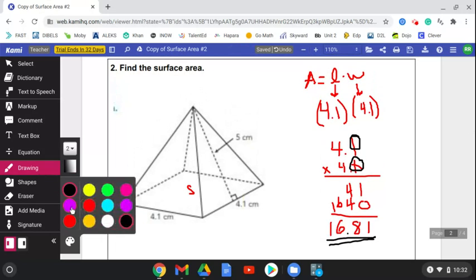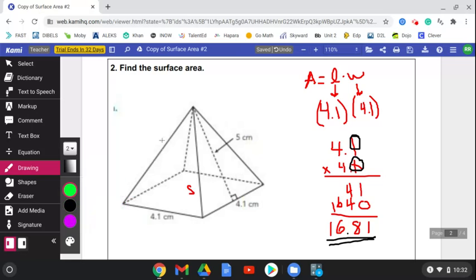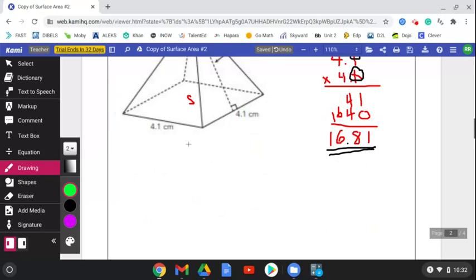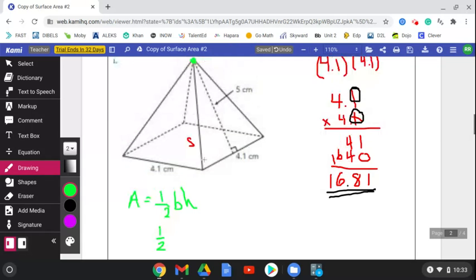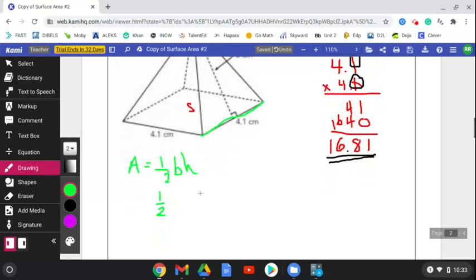And again, I have 4 triangular faces that all meet at one point. They all meet at a vertex. And so this is, again, a square pyramid. I have the area of a square. Now let's find the area of the triangle. Okay, so remember, area of a triangle is 1/2 times base times height. Okay, so I have 1/2 times my base. My base is this right here, which is 4.1. So I'm going to put 4.1 in for the base.